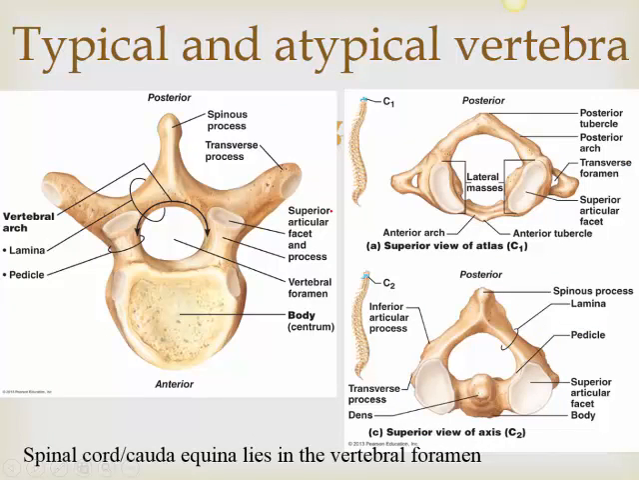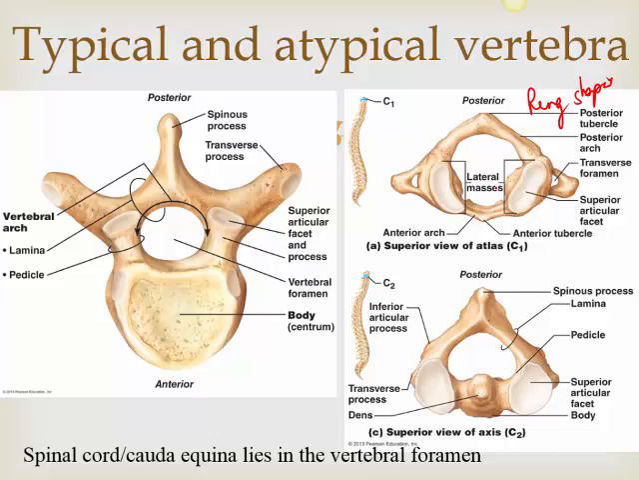Now let's look at some vertebrae which are a bit different. The first cervical vertebra, or C1, is called the atlas. Notice it doesn't have a body. See this part here, it doesn't have a body. So C1 is a ring-shaped vertebra.